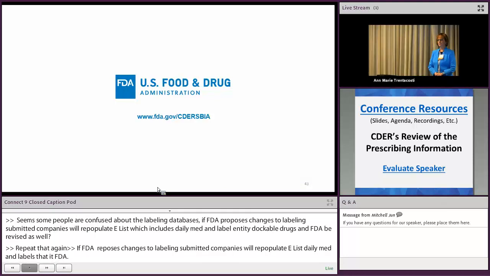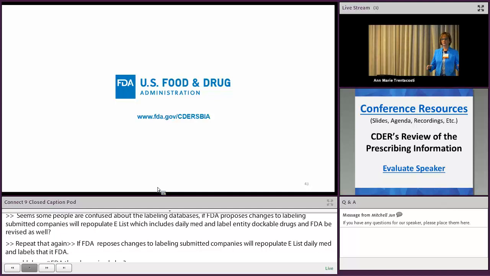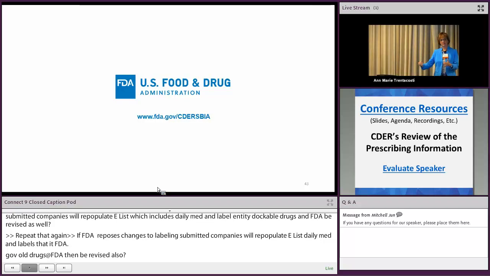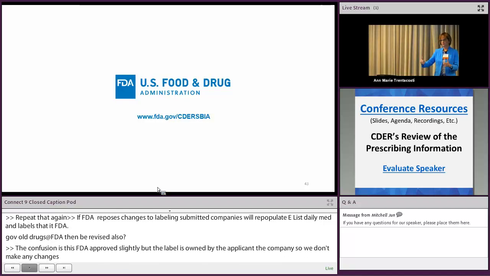I think the basic confusion is this. FDA approves labeling, but the labeling is really owned by the applicant, the company. So we don't make any changes. The company makes the changes. So if we request a company submit a PAS supplement, we're not going to make the change to labeling. We'll ask the applicant, can you please submit a supplement to change the labeling? The applicant will submit the supplement. That supplement will be approved. And again, if it's approved labeling, it would typically go on Drugs@FDA, right? Unless it's a minor change, and it may not appear that minor change on Drugs@FDA.